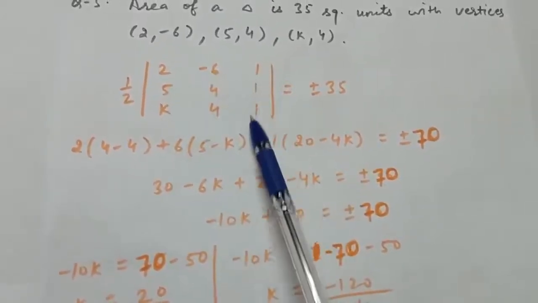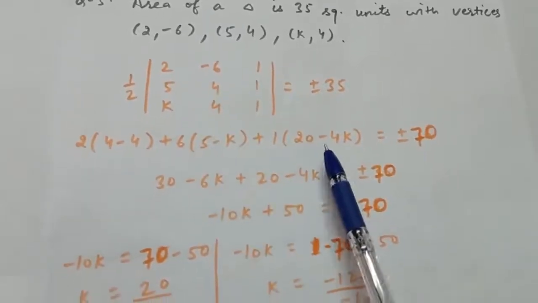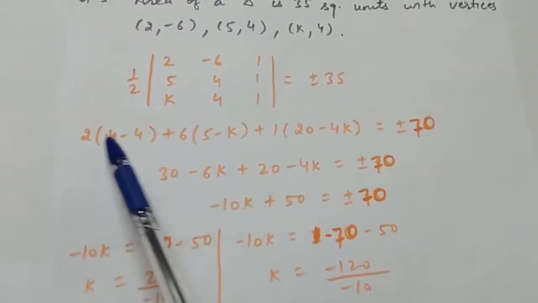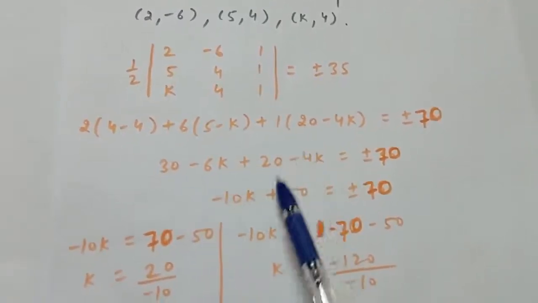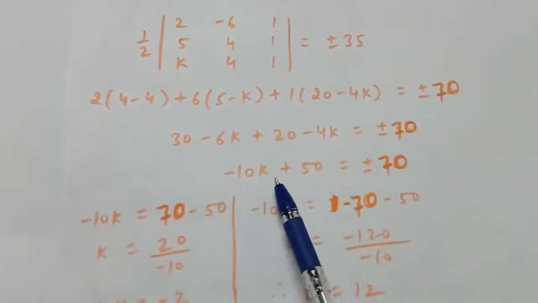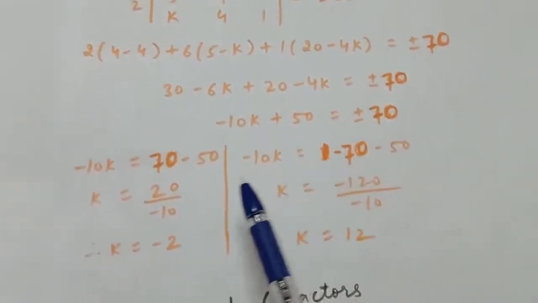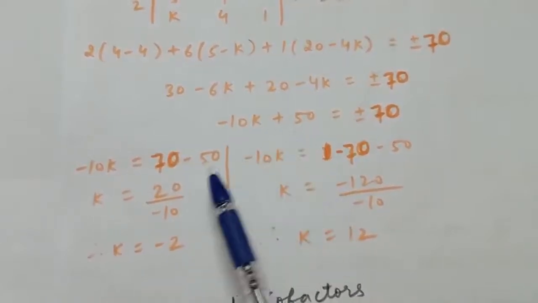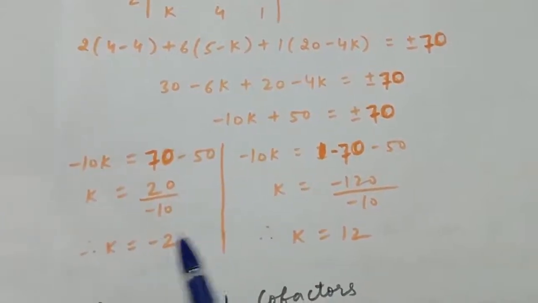Now leave this first row and third column. So 20 minus 4k. Now this will become 30, because 4 minus 4 is 0. 2 into 0 is 0. So 30 minus 6k plus 20 minus 4k equal to plus minus 70. This will be minus 10k plus 50 equal to plus minus 70. So make the two cases. First is when minus 10k is equal to plus 70, and take this 50 here on the right side, so minus 50. You will get the value of k as minus 2.